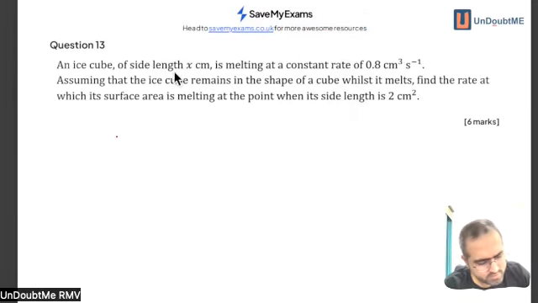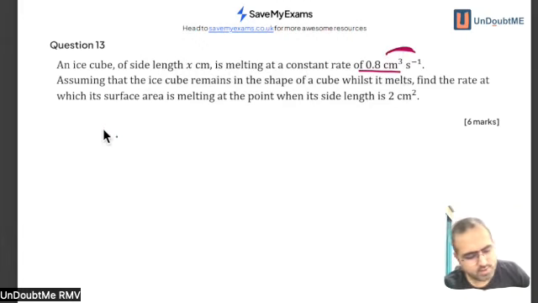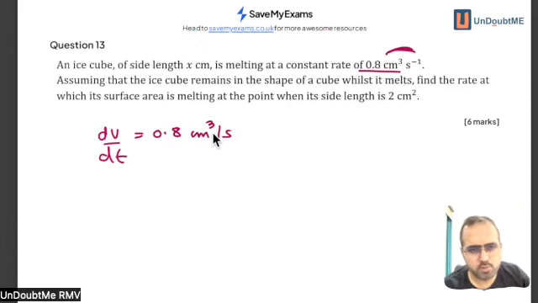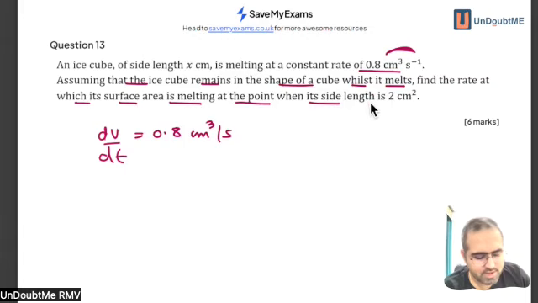An ice cube of side x is melting at a constant rate of. Looking at the unit, you should get an idea of what they have given. They have given dV by dt, centimeter cube per second. It's a rate of change of volume. Assuming that the ice cube remains in the shape of a cube while it melts, find the rate at which its surface area is melting at a point when its side length is 2. dV by dt, we are going to use it.